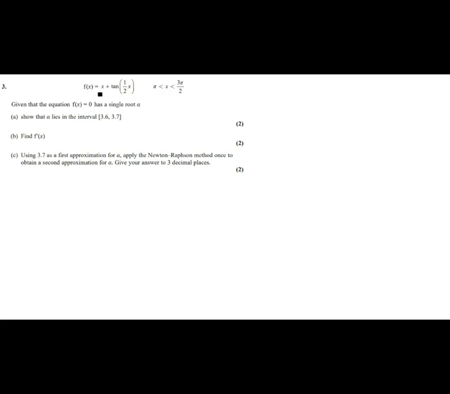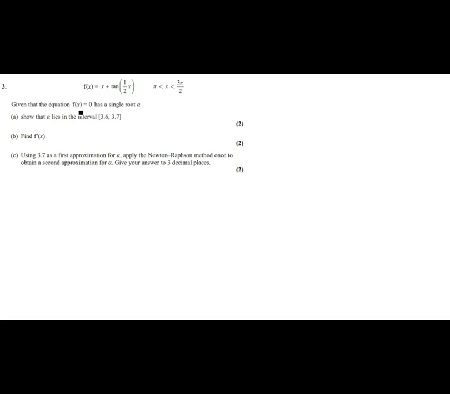Question 3. f of x equals x plus 10 half x, where x lies in the interval x is greater than pi and less than 3 pi over 2. Given that the equation f of x equals 0 has a single root alpha, show that alpha lies in the interval 3.6 and 3.7.